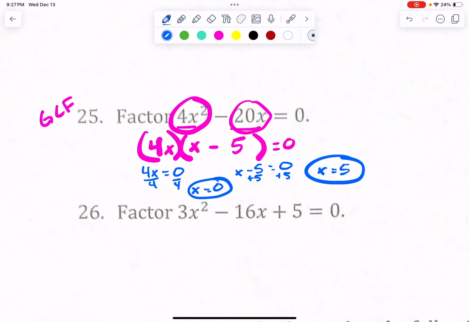Now, just keep in mind that as we're doing this, what we're actually finding is where the zeros are, or where the x-intercepts are. That's the whole thing of what I'm doing, okay?